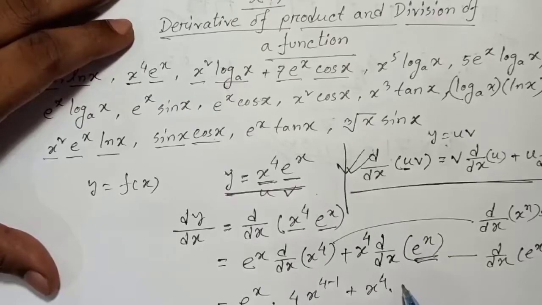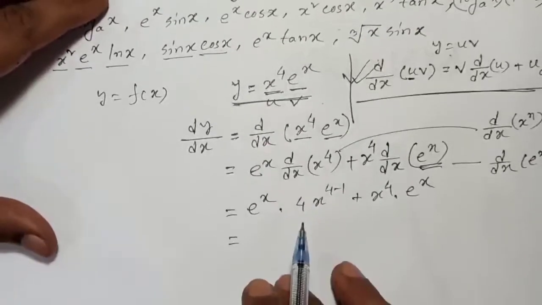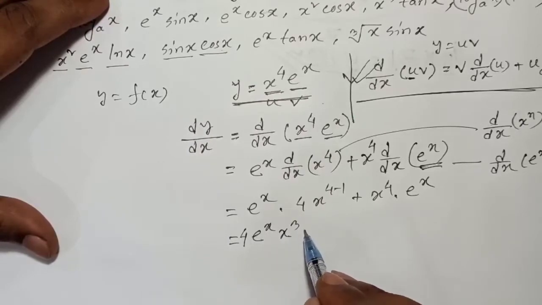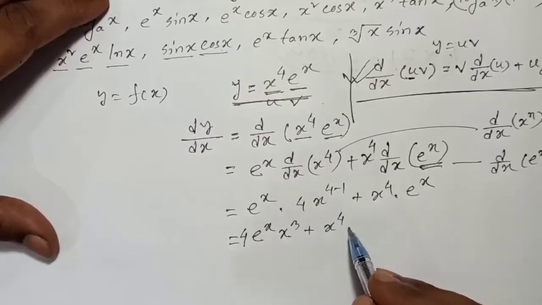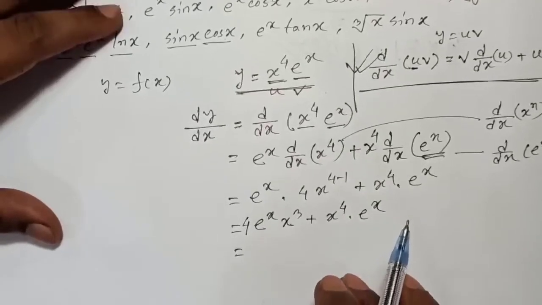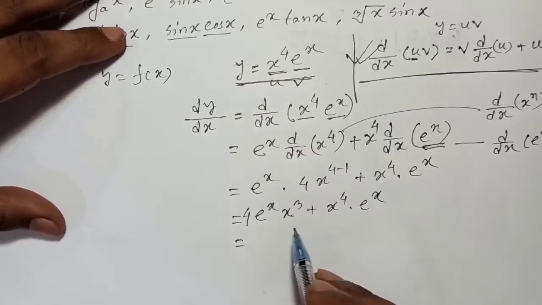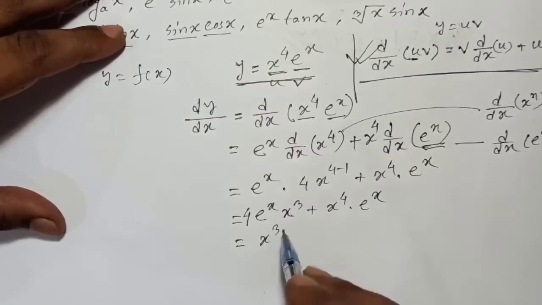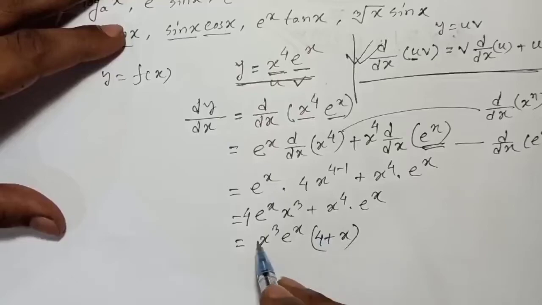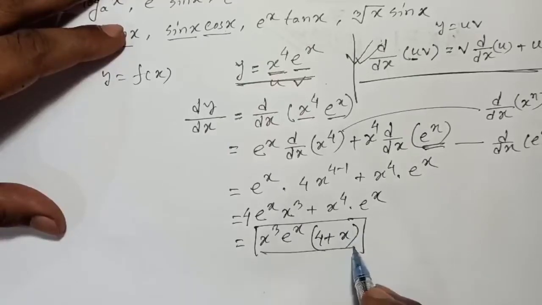So here we can write e to the power x. Fully, we can write e to the power x here, 4x cube plus x to the power 4 and e to the power x. So we can take something common. So here x cube and here e to the power x, so 4 plus x. So that is the ultimate answer.